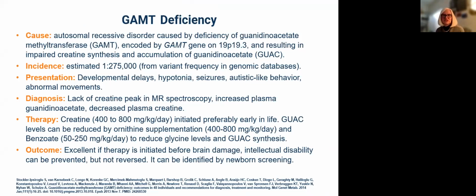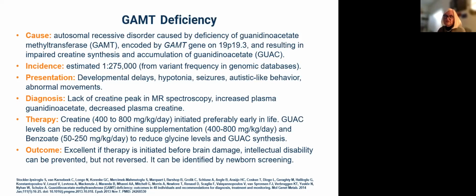The presentation, as I said, is with developmental delays, hypotonia, seizures, autistic-like behavior, and abnormal movements. The diagnosis is done by measuring guanidinoacetate and creatine in plasma and showing the characteristic pattern of low creatine and elevated guanidinoacetate, and lack of creatine peak in a mass spectroscopy.